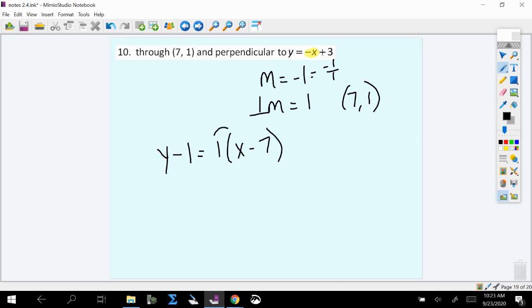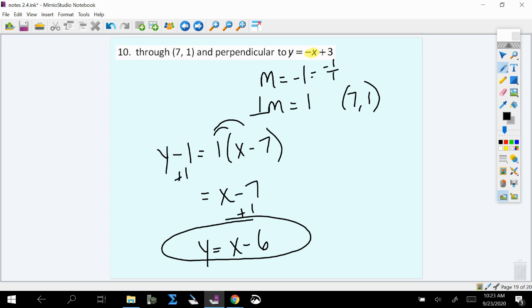To get it in slope-intercept form, we're going to distribute, which isn't going to change anything. We're still going to be left with 1x minus 7. You can put a 1 there, you don't have to. And then you're going to add 1 to both sides. So my slope-intercept version is y equals x minus 6. If you were to graph your original equation and your new equation, you would end up with two lines that are perpendicular. So that is the last part of 2.4. Special types: parallel lines have the same slope, perpendicular lines have opposite reciprocal slope.